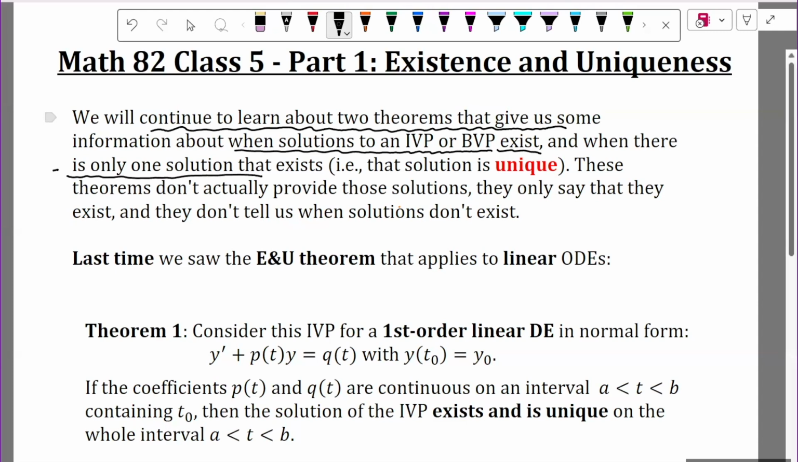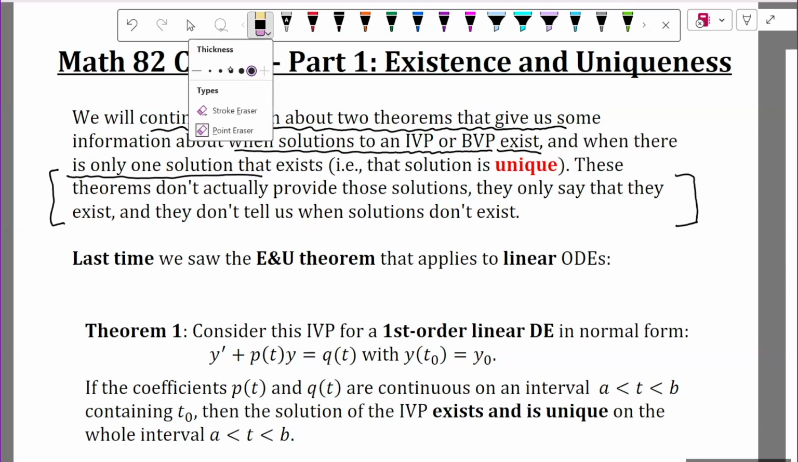So these theorems don't actually provide for us the solutions, but the good news is they can tell us whether or not it's even worth looking for a solution in the first place, because if the solution doesn't exist, of course, we don't need to look for it.